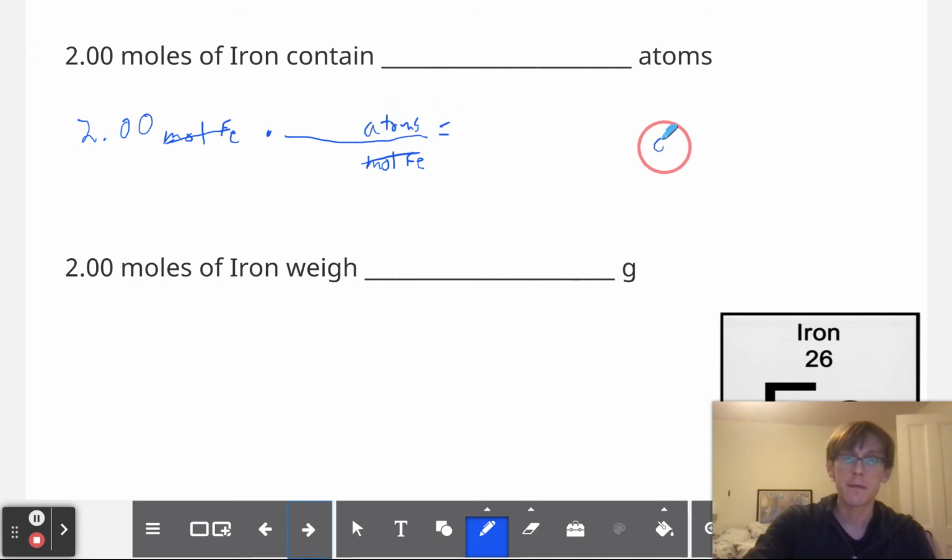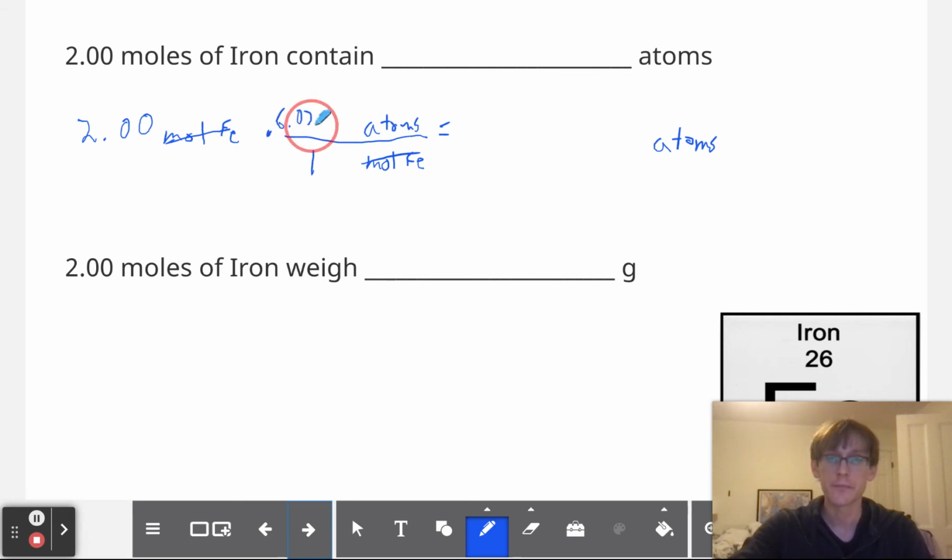But we're going to put atoms here because that's what we're trying to find. So always what we're trying to find in the numerator, over what we're coming from, which is in the denominator. And so we need a conversion factor to relate these two. Well, we know that 1 mole contains Avogadro's number atoms. So it's going to be 6.02 times 10 to the 23rd atoms.